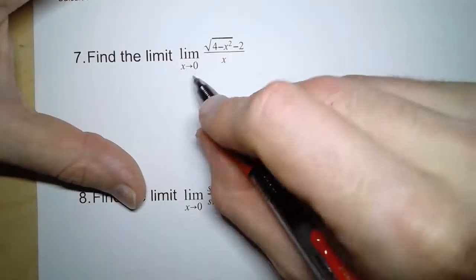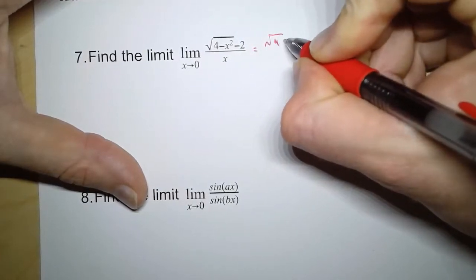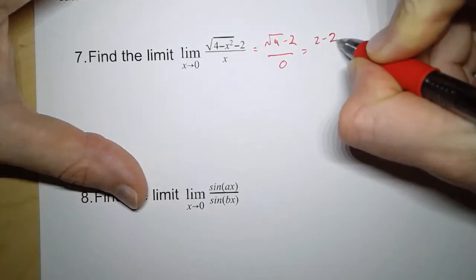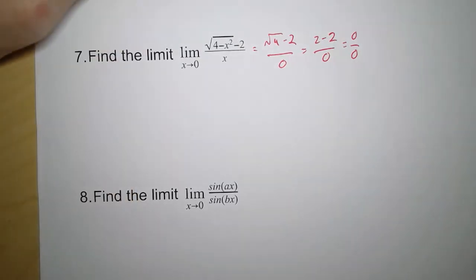Now let's check. If I were to plug in 0, we'd have square root of 4 minus 2 over 0. Square root of 4 is 2, minus 2 over 0. So we have 0 over 0. So that is indeed indeterminate. So we do need L'Hopital's rule.